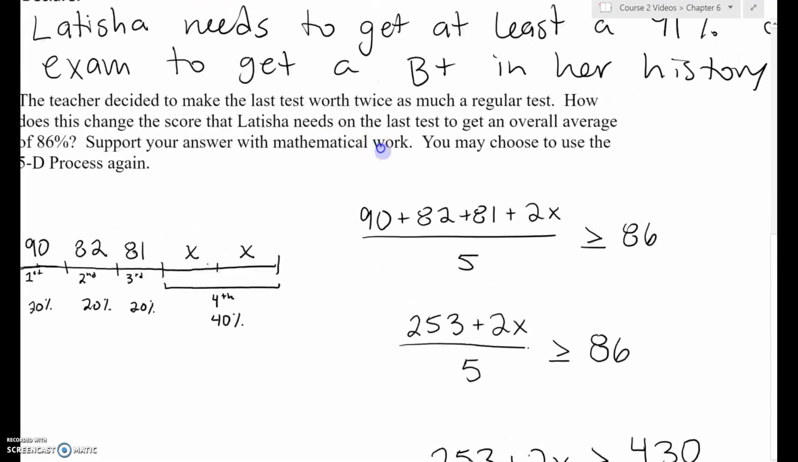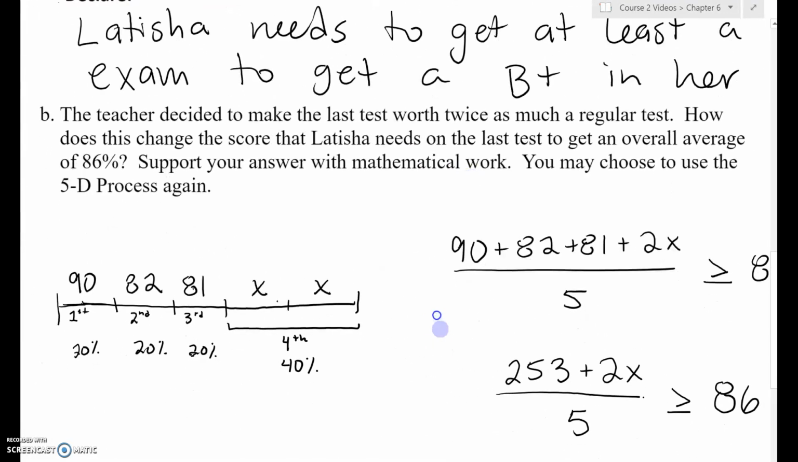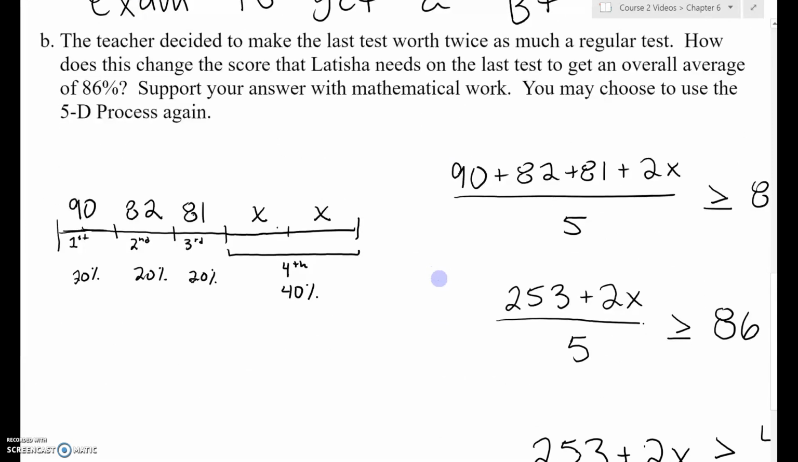And then it said her teacher decided to make the last test worth twice as much as a regular test. How does that change the score she needs to get on the last test to get an overall score of 86? So I chose to do it like this. Here's the first test, the second test, the 3rd test, and then the 4th test was worth twice that weight. If this was her whole grade, 100%, this would be 20%, 20%, 20%, and that would be 40. Together, that makes 100%. This last test is worth double.